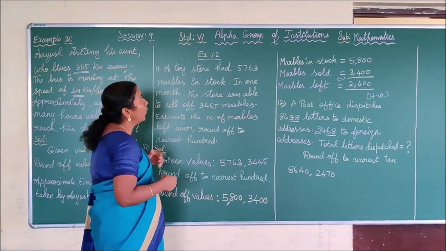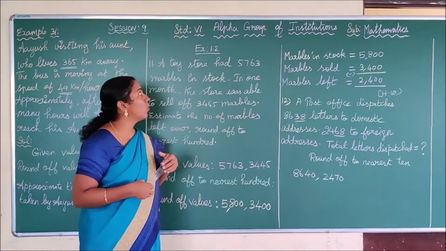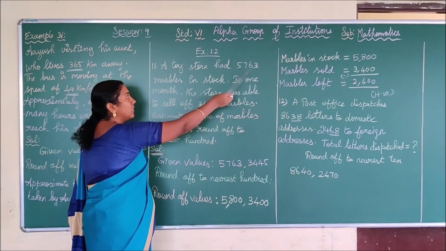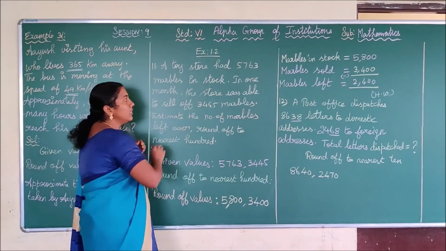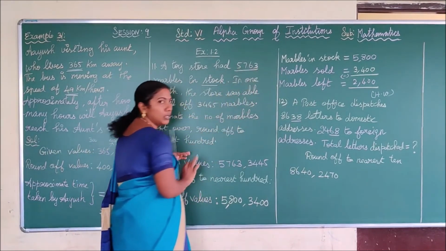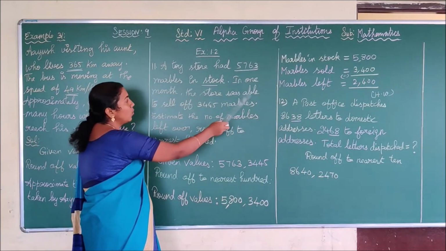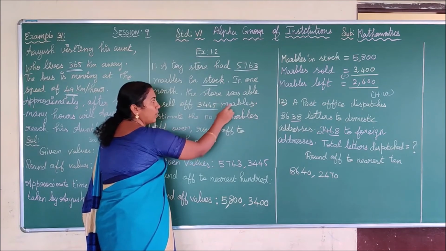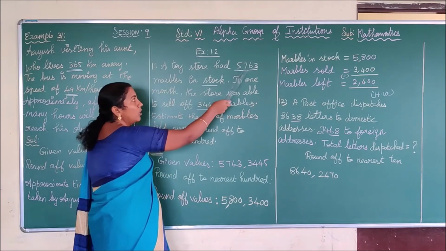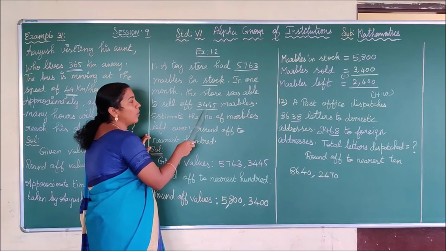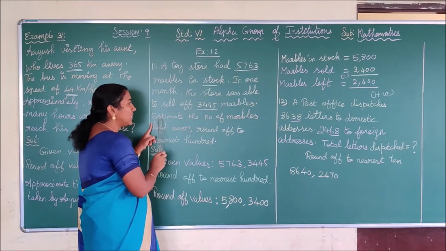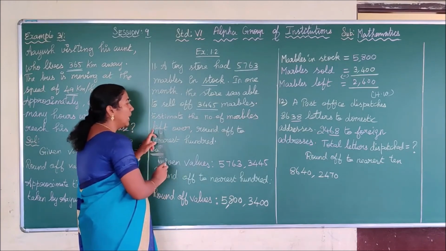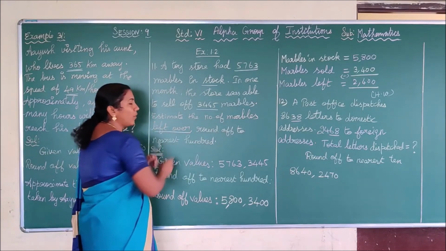Okay. Now we are going to see the problems from your exercise 1.2. See the 11th sum. A toy store had 5,763 marbles in stock. That is, in the stock they have this many marbles. In 1 month, the store was able to sell off 3,445 marbles. This is the number of marbles in stock, and this is the number of marbles they sold in 1 month. Estimate means you have to round off and then calculate. Estimate the number of marbles left over. That is, we have to find the remaining marbles.